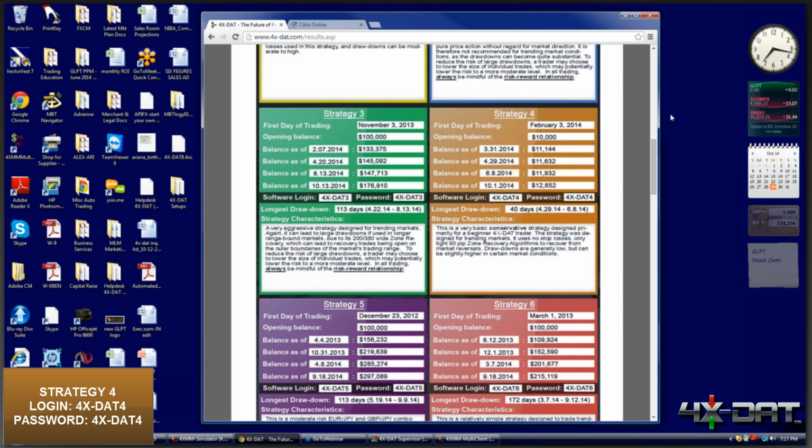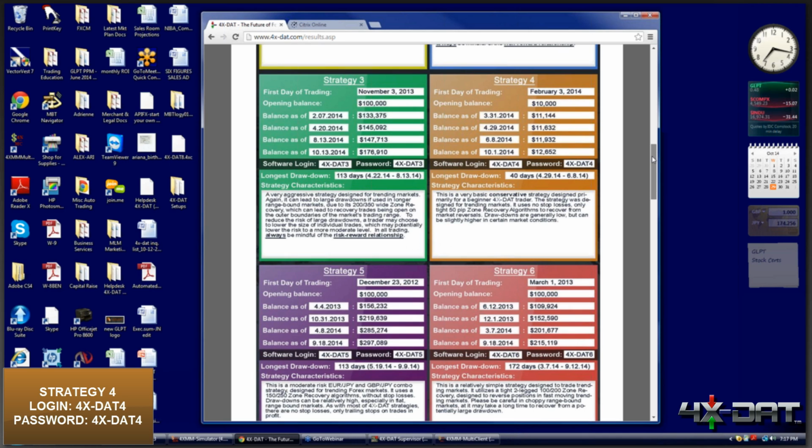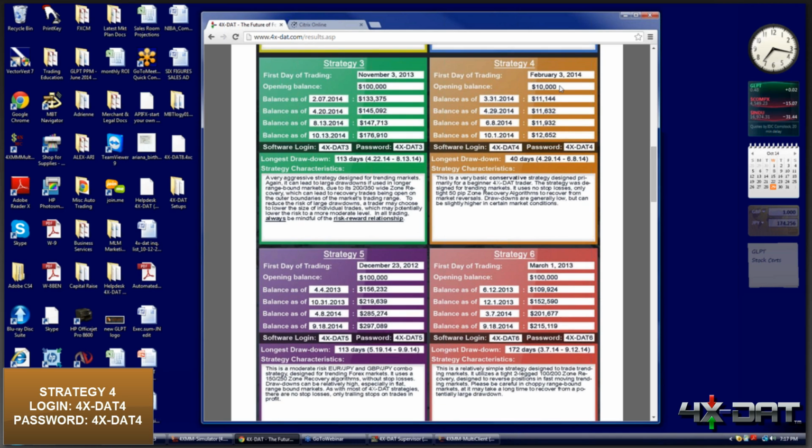We started this one earlier in the year with only a $10,000 account. It is a relatively moderate to conservative strategy. You're not going to get a whole lot of drawdown, and you're not going to break any profit records either. But again, it can be profitable. Let's take a look at it.